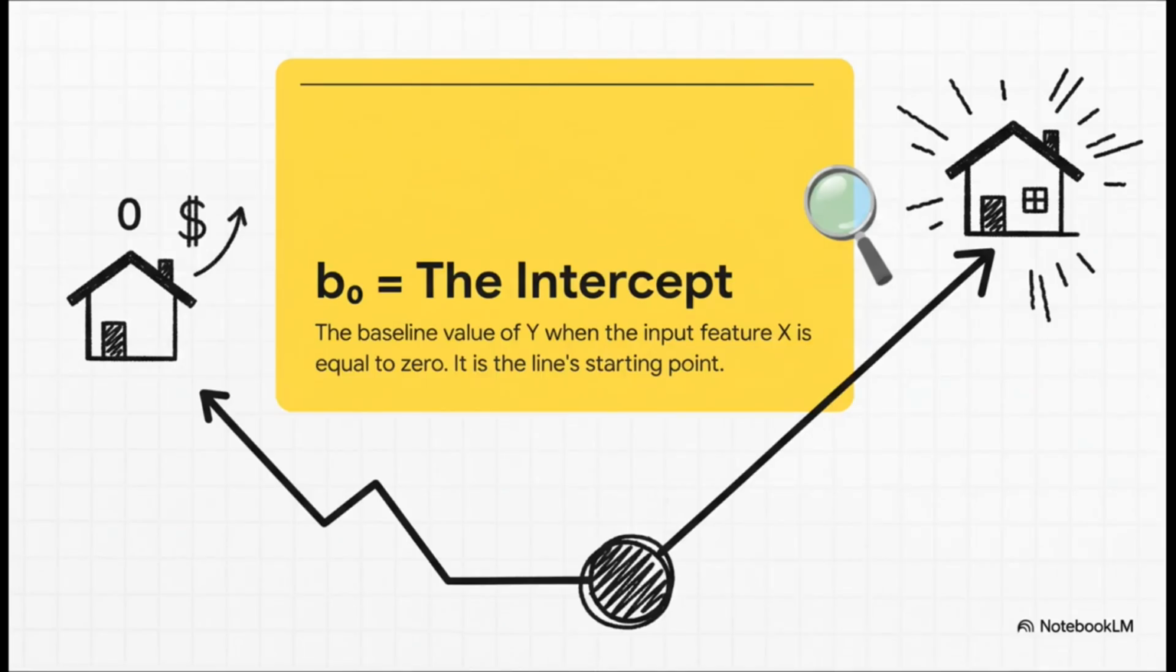So what about these b guys? Well, b0 is the intercept. Just think of it as the starting point. It's the baseline price of a house before we even consider its size, like the value of a house with 0 square feet, if that were possible. It's where our line begins.